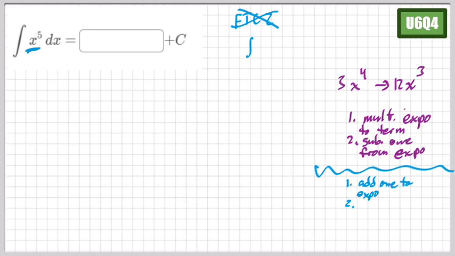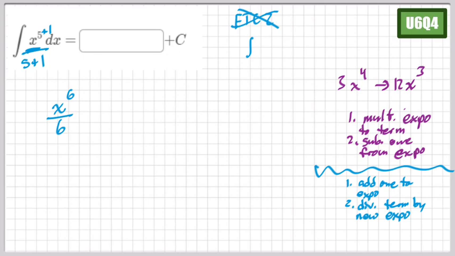And then what would be the second step? Not multiply, right? Divide the term by the new exponent. Dang it. New exponent. So that's what we're going to do. So let's add 1 to the 5 and then divide this by the new exponent. Okay, so what is 5 plus 1? 6. And then we have 6 on the bottom. That's our answer. This is all you do.